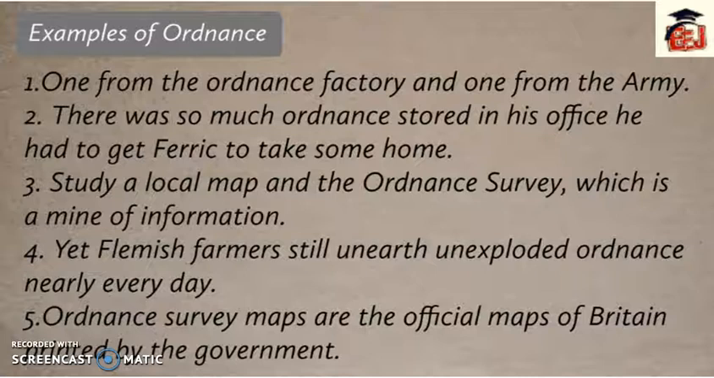So the sentence says that one person from the ordnance factory and one from the army. There was so much ordnance stored in his office, he had to get Pare to take some home. So he had to get Pare to take ordnance or guns to his home. Study a local map and the ordnance survey, which is a mine of information. You can study a local map and you can see the ordnance survey.